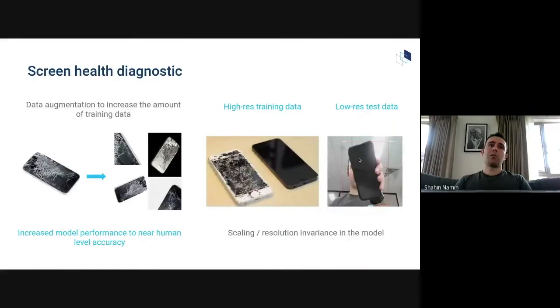The second model is a classification model that sits on Amazon SageMaker. The aim of this model is to categorize the photo or the phone in the photo as either cracked or not cracked. And we enrich the training data by adding more data through the data augmentation process very heavily for this task.